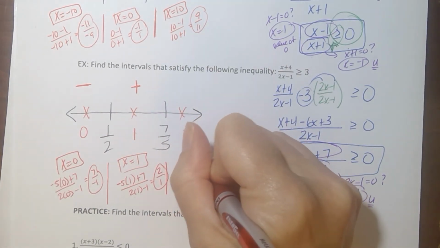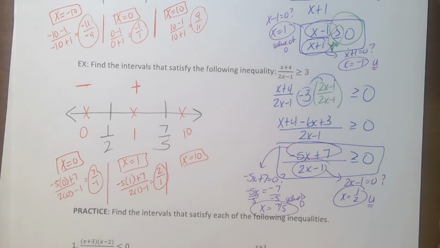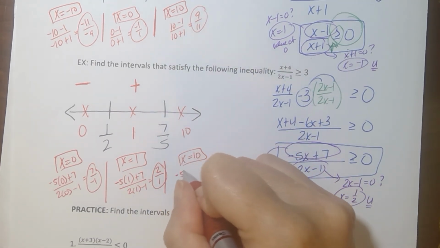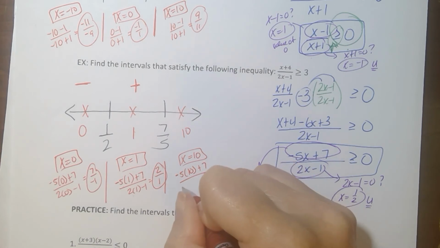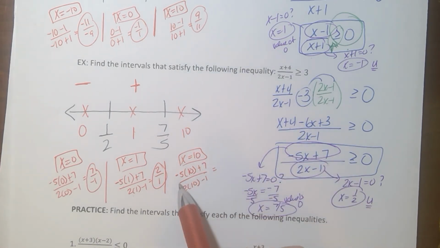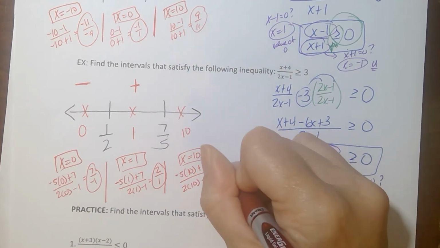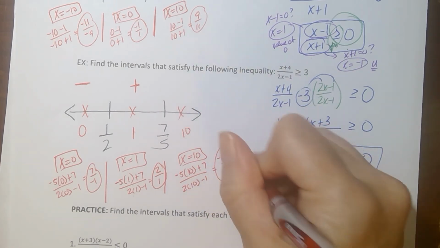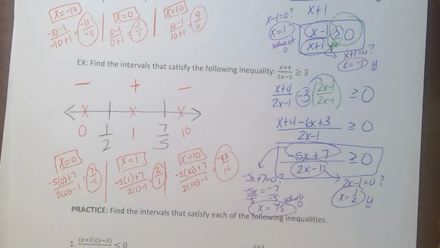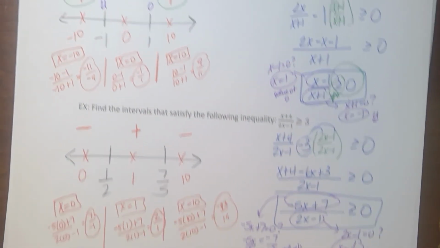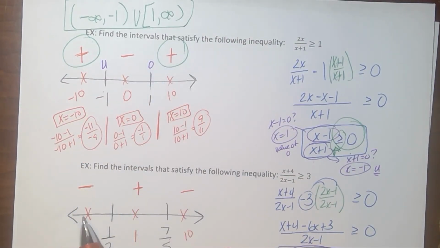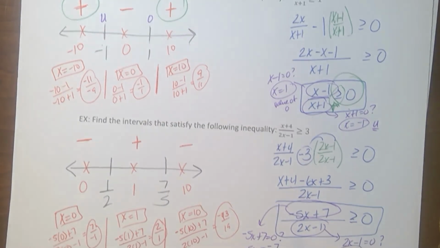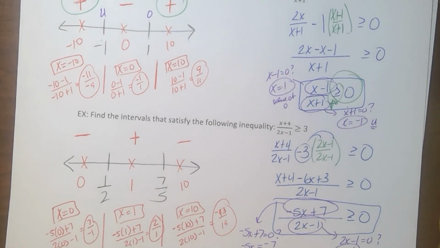Over here in my rightmost interval, I chose 10. So that gives me negative 5 times 10 plus 7 over 2 times 10 minus 1. Well, that's a negative 50 plus 7. It's a negative 43. It doesn't really matter that it's a negative 43. What matters is negative. My denominator is 20 minus 1, which is 19. Negative divided by a positive is negative. Now, I want to point out that each of our examples have had alternating signs from one interval to the next. This is not always the case. So don't make that assumption that just because you know where one is, you know where the rest of them will fall.